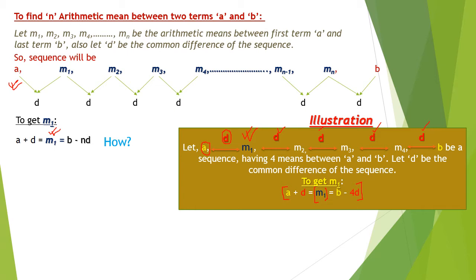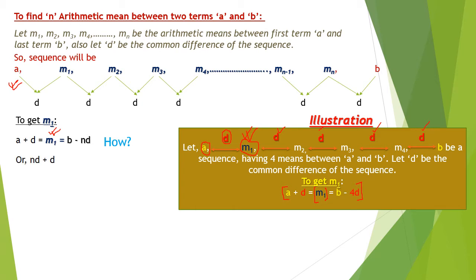There is another way also, but we need a formula to find d. In the mean concept we have to find d. To find d, this much will be enough. If you understand only this part, that to get m1 from first and last, then it will be very easy. From the first we just add d to it, and from the last we have to subtract the number of means times d. How many means? n means, then n times d.